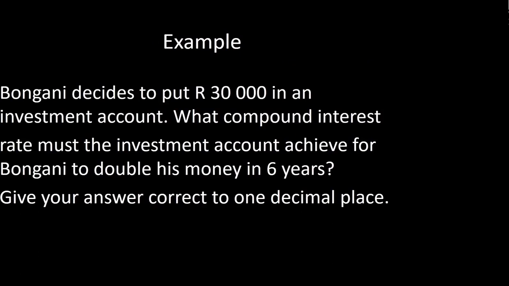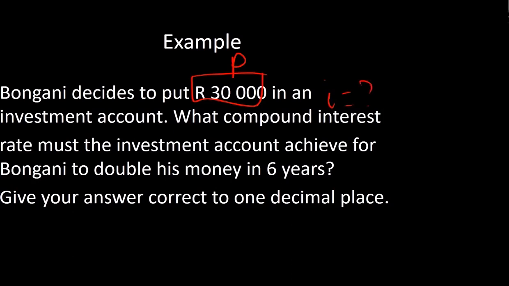Okay, let's have a look at an example. Bongani decides that he wants to put away 30,000 Rand in an investment account. So if he's going to put that amount away, already I start making note of what this represents in the question. This is P. What compound interest rate must the investment account achieve? So we are looking for what is the compound interest rate?